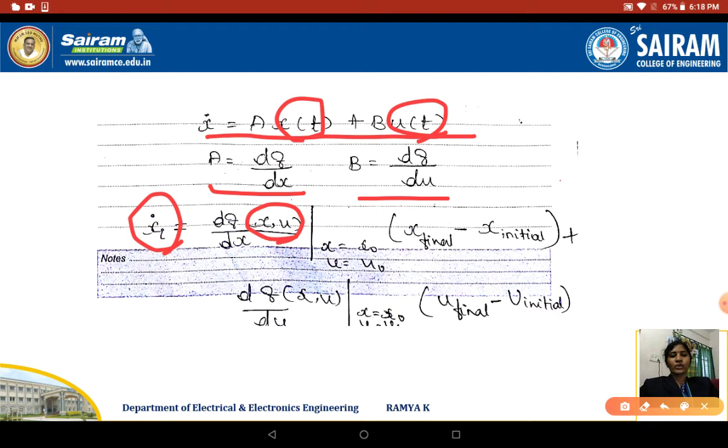So you are going to fix the limit x is equal to x naught and u is equal to u naught, x final minus x initial. The same thing when you write it for the B matrix: df divided by du as a function of x comma u, where x is equal to x naught and u is equal to u naught. Here also the initial value will be u is equal to u naught, and here u final minus u initial.